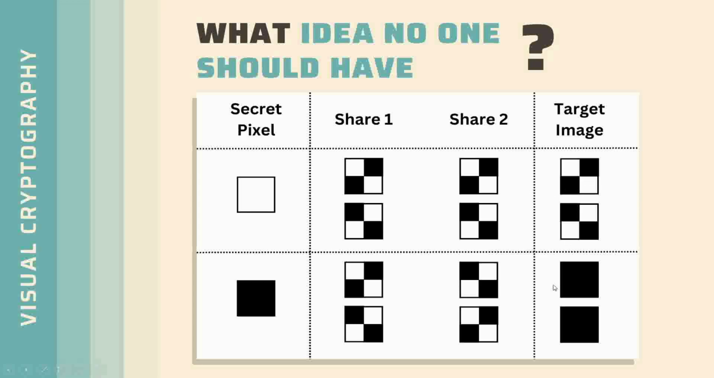Similarly, if we have black target images as shown here, two black squares, this can be divided into two different strings as shown by share 1 and share 2, and the black secret pixel here means we are going to do a bitwise OR operation. On doing bitwise OR of share 1 and share 2, and also taking into consideration that white denotes 0 and black denotes 1, we'll get this target image as whole black as shown here.